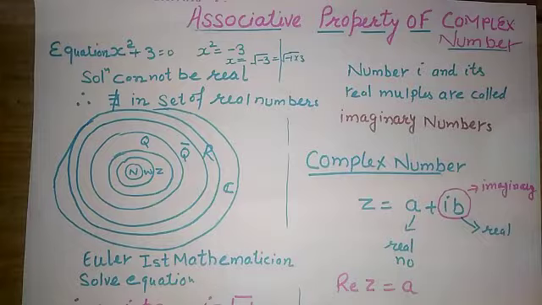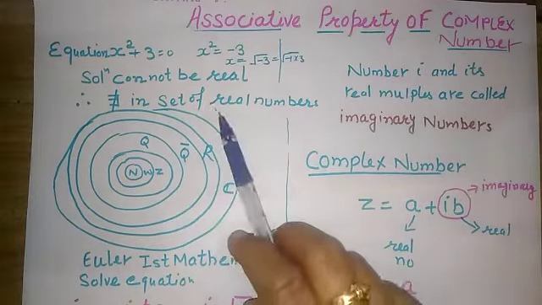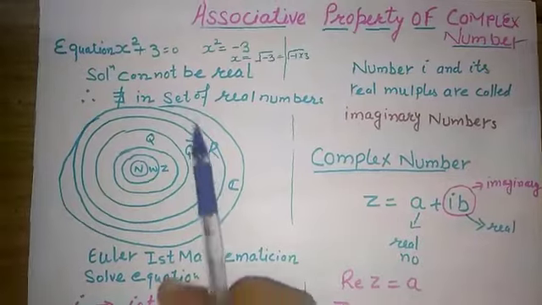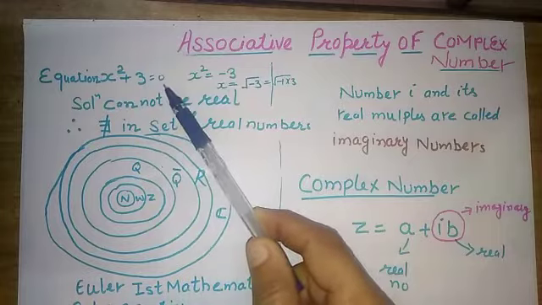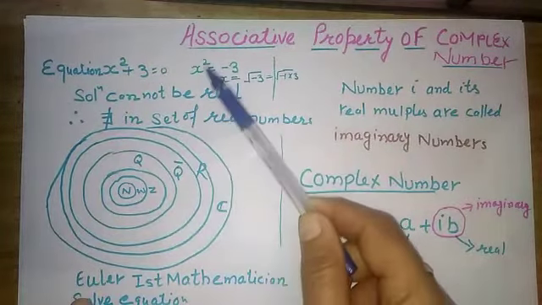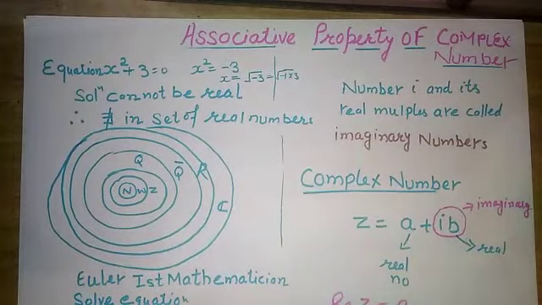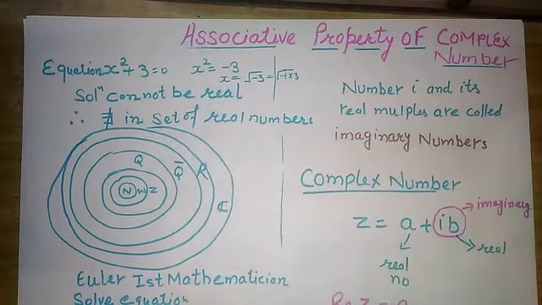What is the need for complex numbers? Up to the 10th class we have studied real numbers, but why are real numbers insufficient by the 11th class? We will see with the help of an example. I have taken the example x square plus 3. After solving this equation, I get x square equals minus 3. Is there any number whose square gives a negative number? This is not possible, so the solution of this type of equation is not possible in the real numbers.